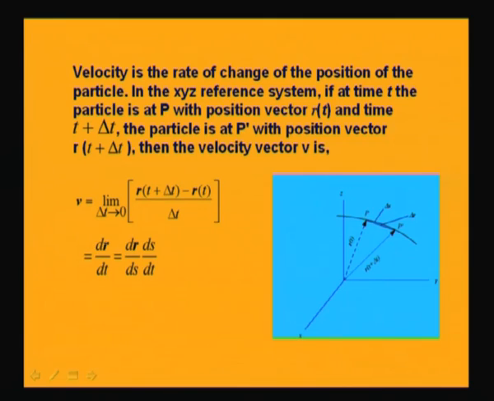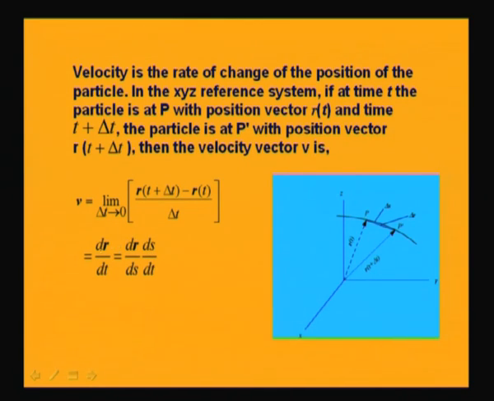Now, this is indicated in the language of calculus. This is called dr by dt, where d does not mean the product of d and r, it simply indicates a differential operator. So you cannot cancel d and d here and say that it is equal to r by t.